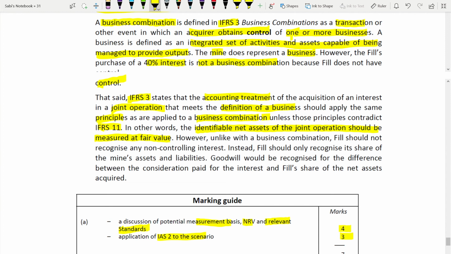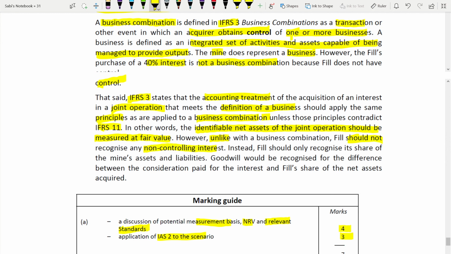Fair value. That's what we do in acquisitions, right? When it's a subsidiary, what do we do? We identify the net assets of the subsidiary at fair value. So this is not a subsidiary, but it's a joint operation, so the same thing we are doing here. Identify net assets of the joint operation at fair value. However, unlike with a business combination, Phil should not recognize any NCI. Should not recognize any NCI.